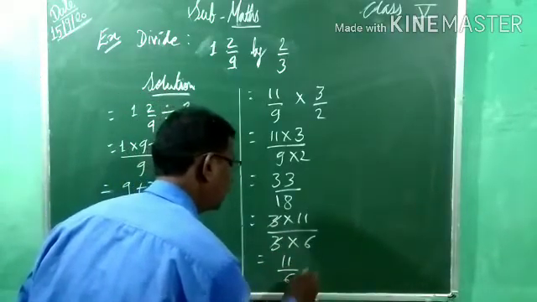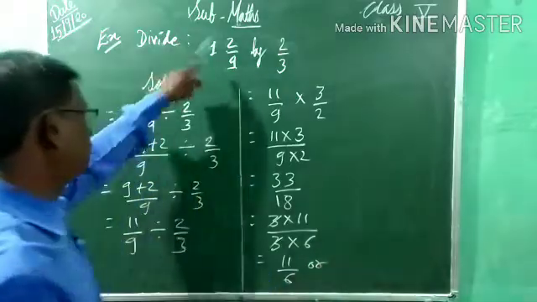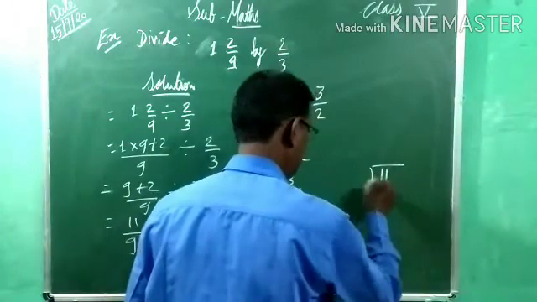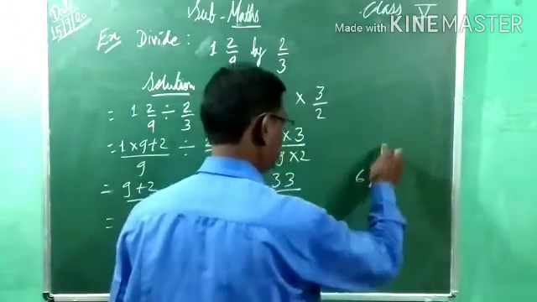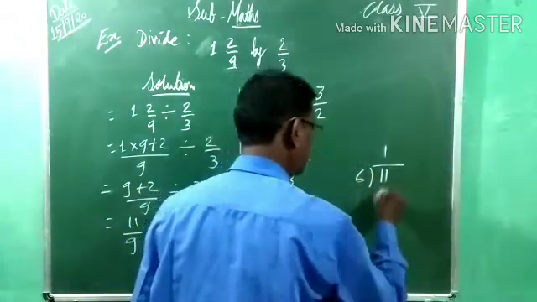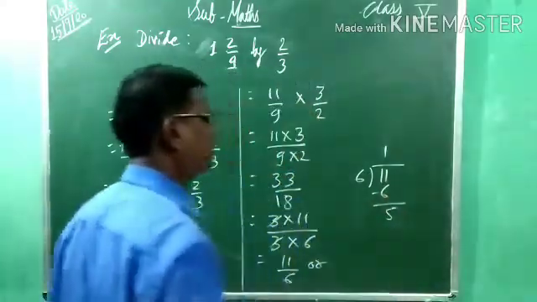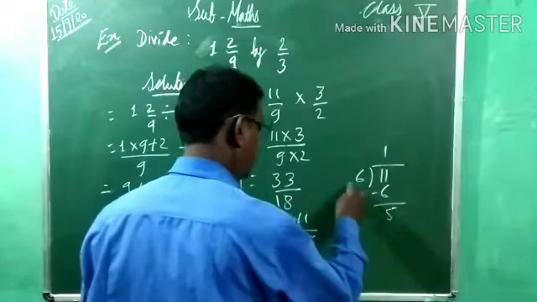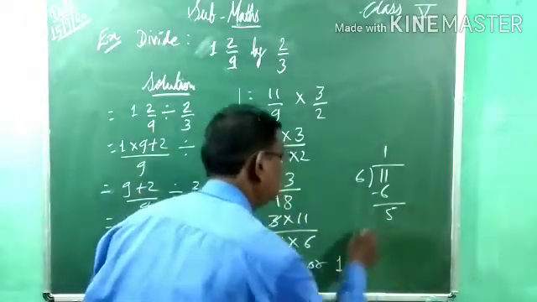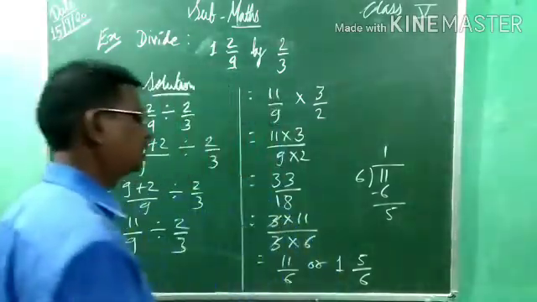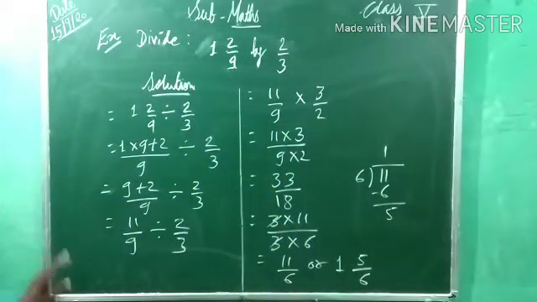11 by 6, or it is given as a mixed number, so we can convert that into a mixed number also. How? Divide 11 by 6. Now 6 ones are 6, 6 twos are 12. Okay, 6 ones are 6. Now 11 minus 6 is 5. So 1, 5 by 6. So this is the mixed number. Understood? So note down this one.